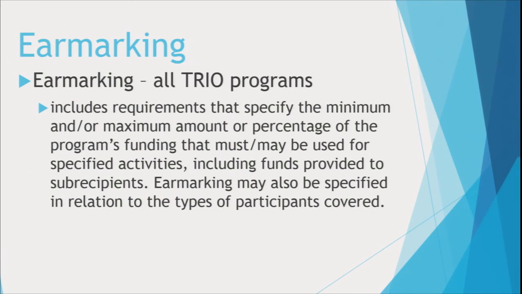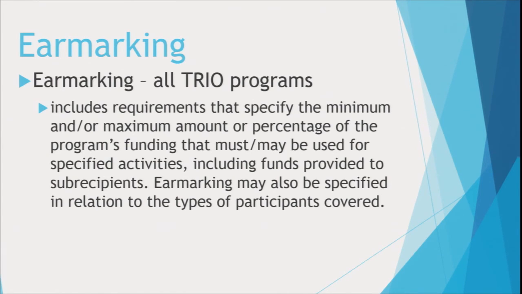Earmarking is applicable to all TRIO programs. This is a requirement that specifies the minimum or maximum amount or percentage of program funding that may be used for specified activities. Earmarking may also be specified in relation to the types of participants covered. For example, the Talent Search Program under TRIO has these requirements.